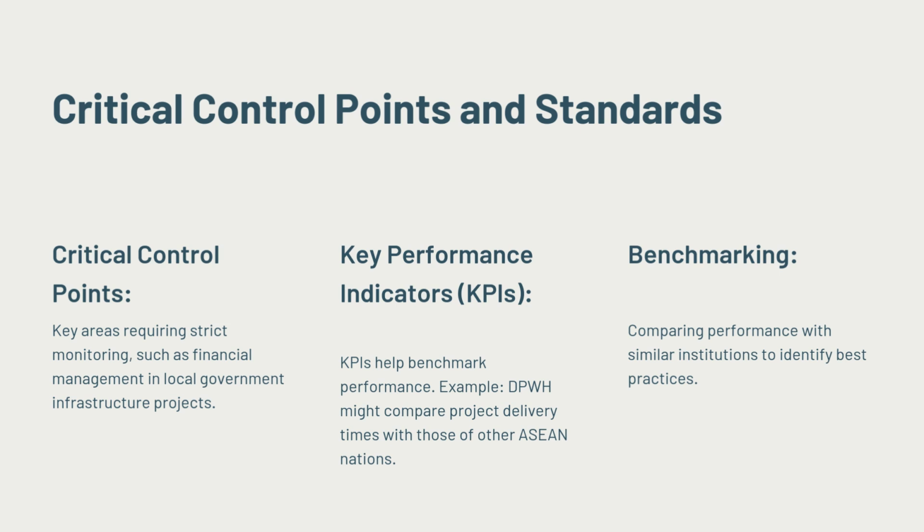Benchmarking is a way of comparing performance with other similar projects or organizations. If one province is distributing agricultural equipment faster and more efficiently than others, that province's process could serve as a benchmark to improve other regions.